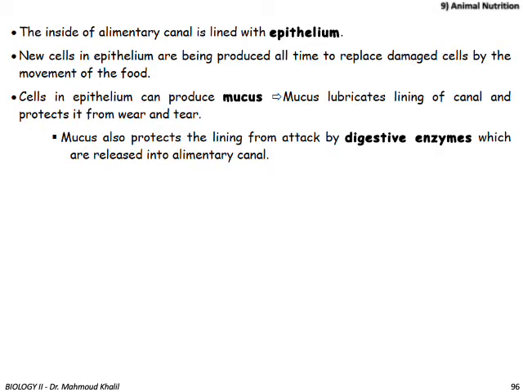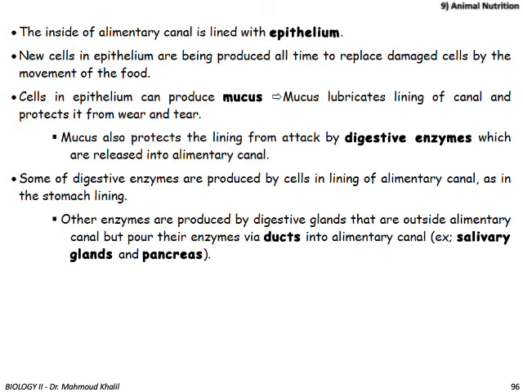The inside of the alimentary canal is lined with epithelium. New cells in the epithelium are being produced all the time to replace the cells damaged by the movement of the food, because the movement of the food scratches the lining of the epithelium, so the cells are cast off and need to be renewed. Cells in the epithelium can produce mucus, and this mucus is important in lubricating the lining of the canal, and it protects it from wear and tear. Mucus also protects the lining from the attack of the digestive enzymes, which are released into the alimentary canal.